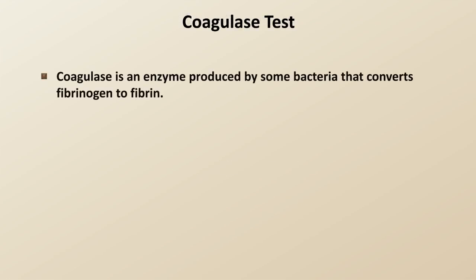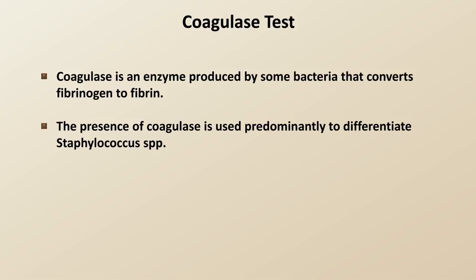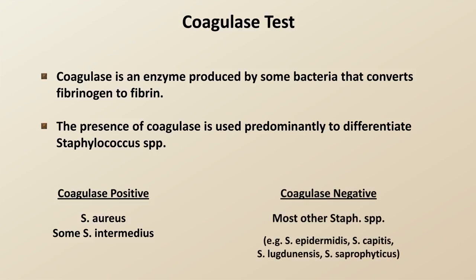Coagulase is an enzyme produced by some bacteria that converts fibrinogen to fibrin. Its presence is used predominantly to differentiate the different species of Staphylococcus. Staph species which express coagulase are Staph aureus and some strains of Staph intermedius. Most other Staph species do not express coagulase.